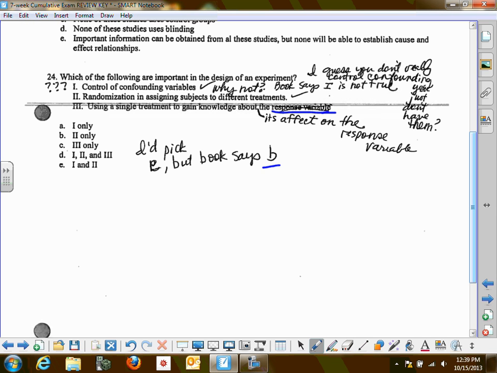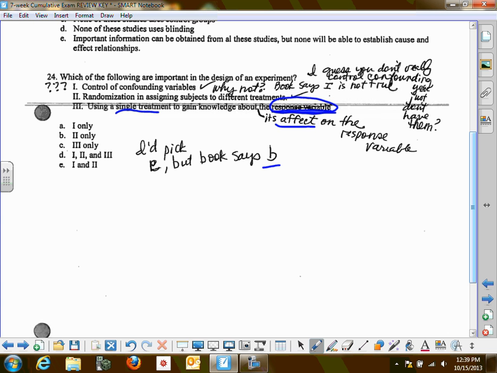My goal is not to just gain knowledge about the response variable. My goal is to see how the single treatment affects the response. So that's why I say 3 is wrong.